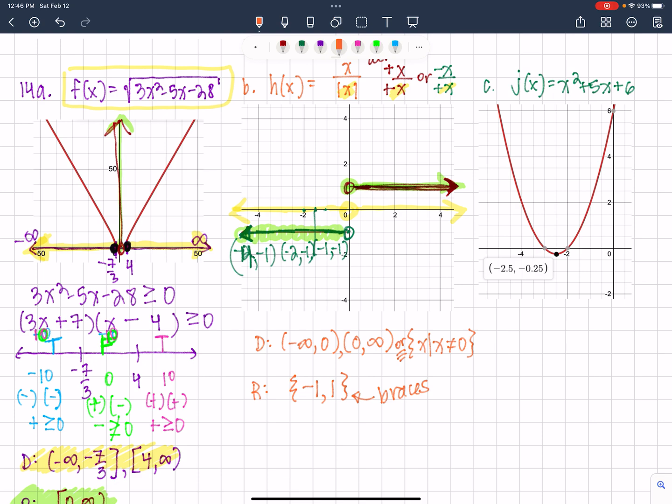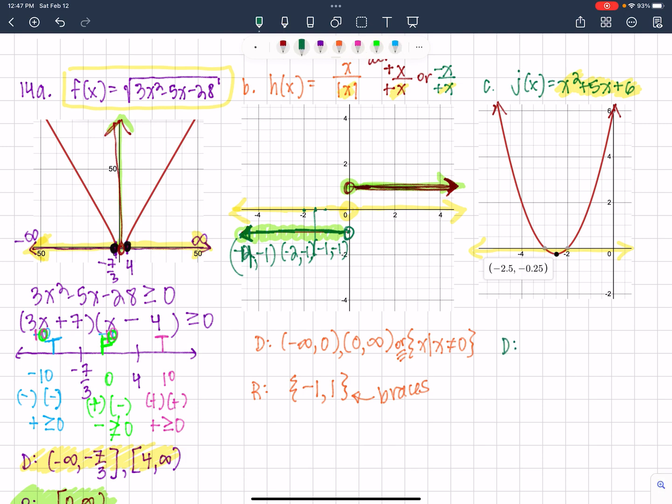And then my favorite one, the quadratic equation, a quadratic function, is a parabola. It opens up, it opens down. This one's opening up. So our domain for all quadratics is negative infinity to positive infinity. There's no denominator, no radical, so no problem. So our domain is negative infinity to positive infinity.